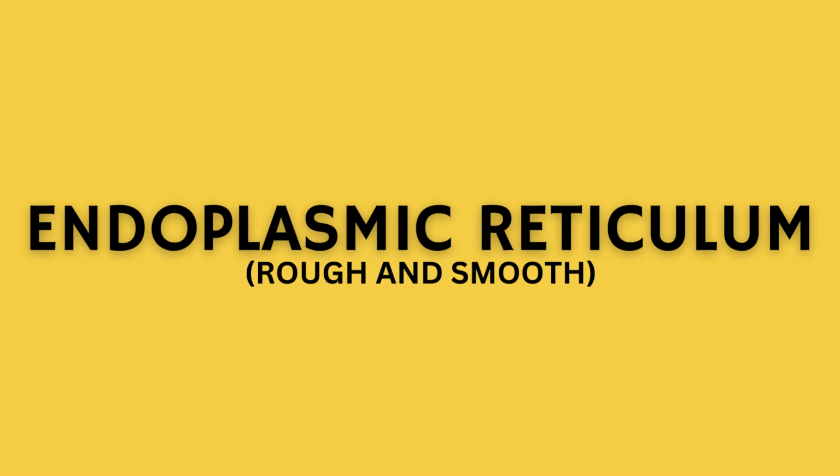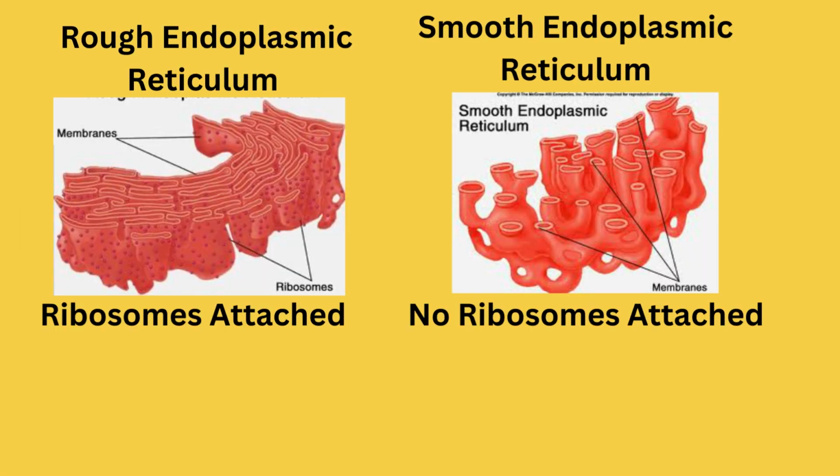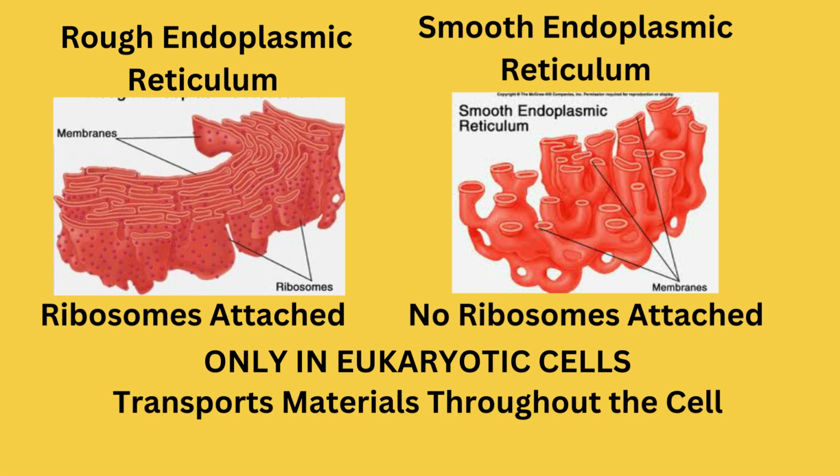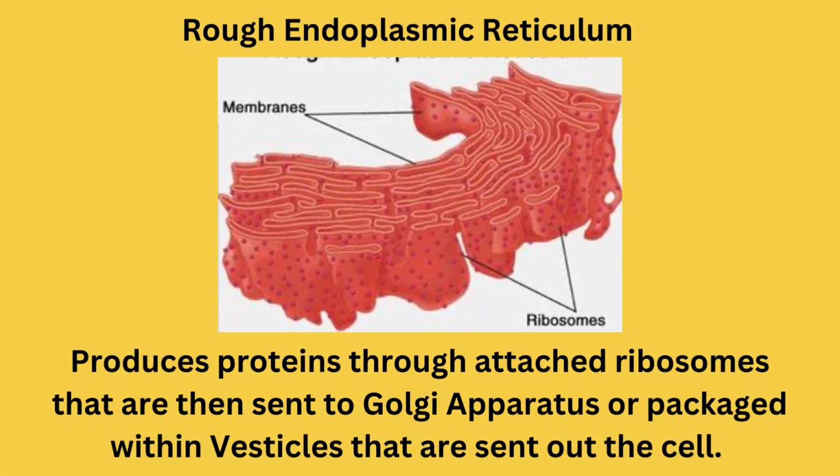Next on the list is the endoplasmic reticulum. There are both a rough and smooth endoplasmic reticulum, in which the rough endoplasmic reticulum has ribosomes attached to it, while the smooth one does not. The endoplasmic reticulum is only found within eukaryotic cells. The endoplasmic reticulum is involved in transportation of materials throughout the cell. The rough ER is also involved in the production of proteins through the ribosomes attached to it. These proteins that are produced in the rough ER will either be transported to the Golgi apparatus, also known as the Golgi complex, or packaged within vesicles and sent out of the cell.